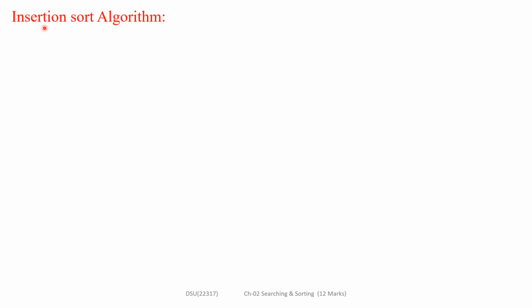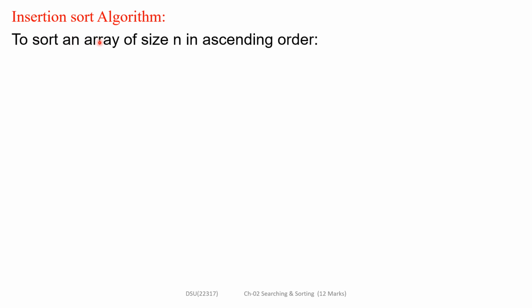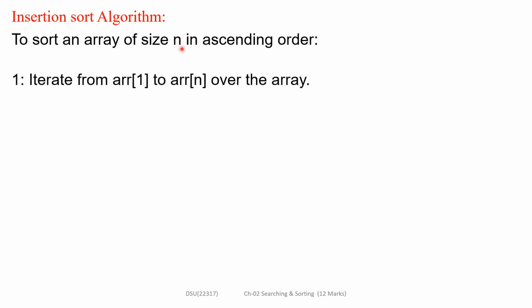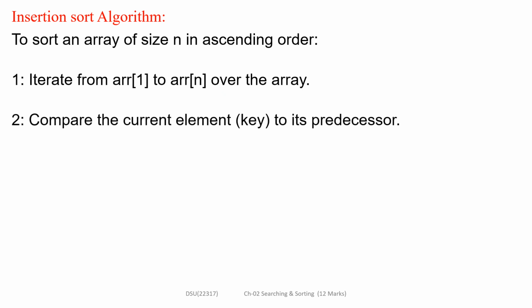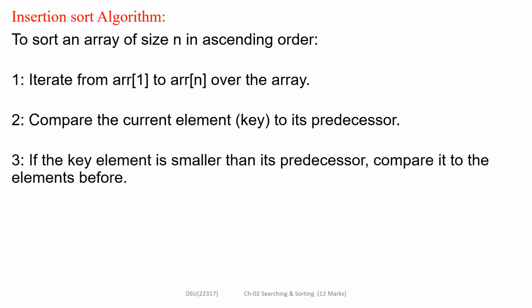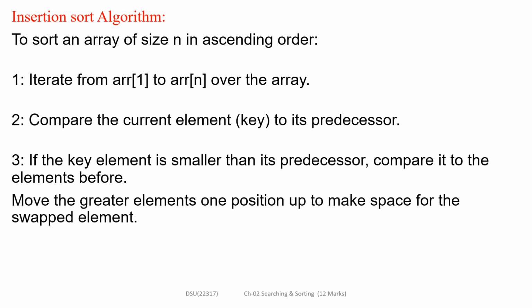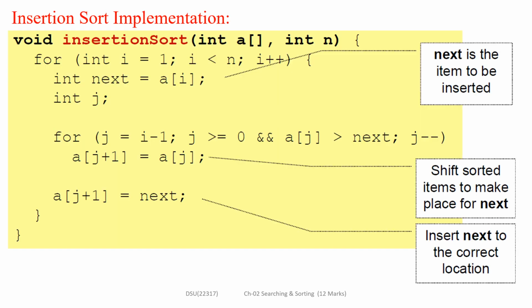Now we will see the insertion sort algorithm. To sort an array of size n in ascending order, here ascending order means numbers. First, iterate from array of 1 to array of n over the array. Compare the current element key to its predecessors. If the key element is smaller than its predecessor, compare it to the element before. Move the greater element one position up to make space for the swapped element.